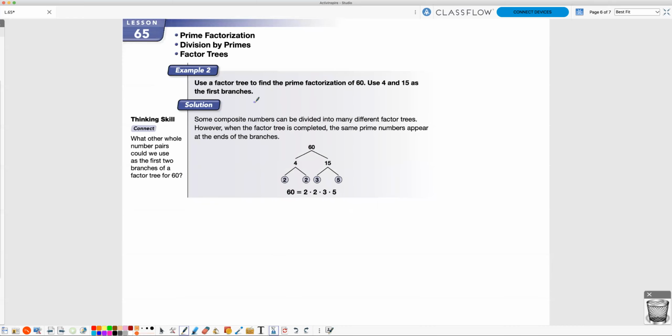Use a factor tree to find the prime factorization of 60 again. So you can see here 4 and 15 were used as the first two branches, and then we ended up with 4 as 2 times 2 and 15 as 3 times 5. You still end up with the same answer as previously stated here.